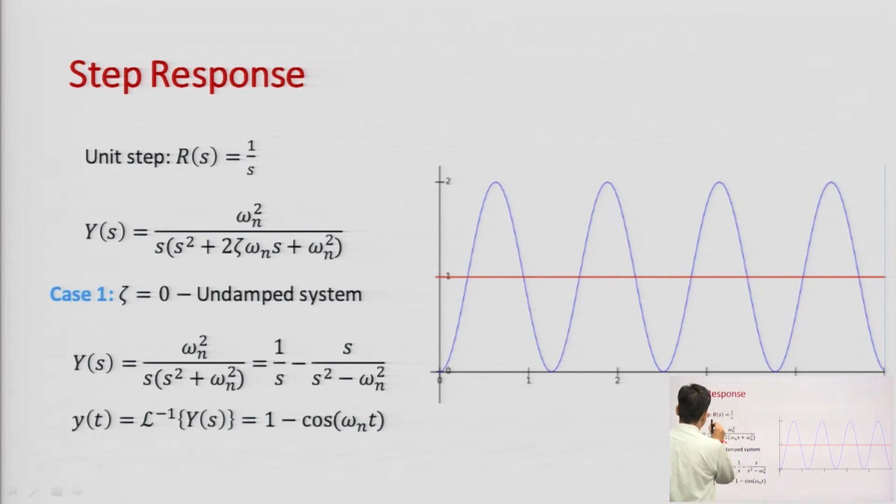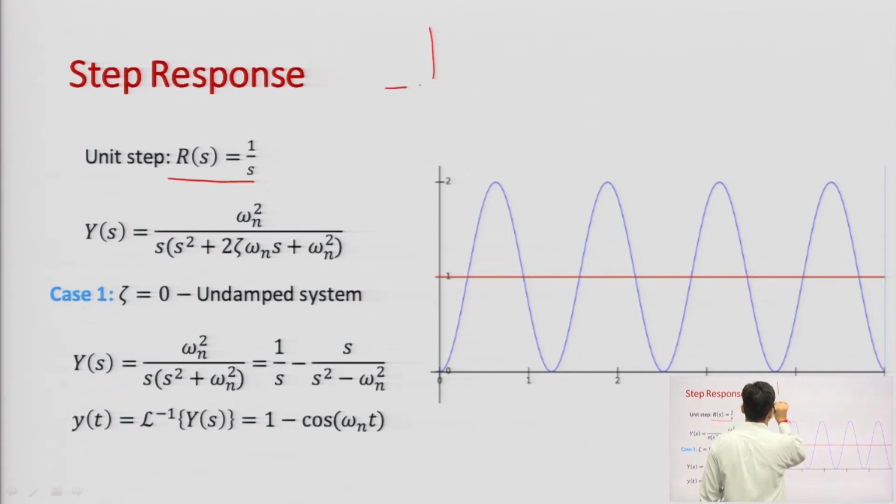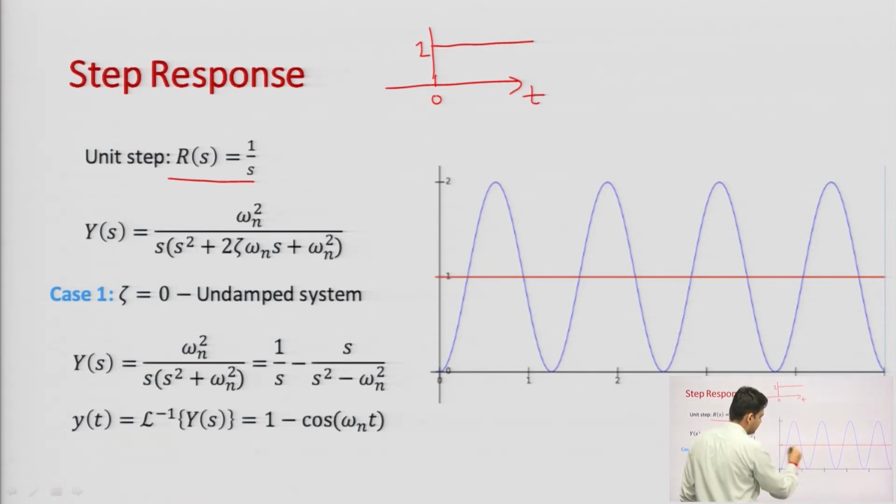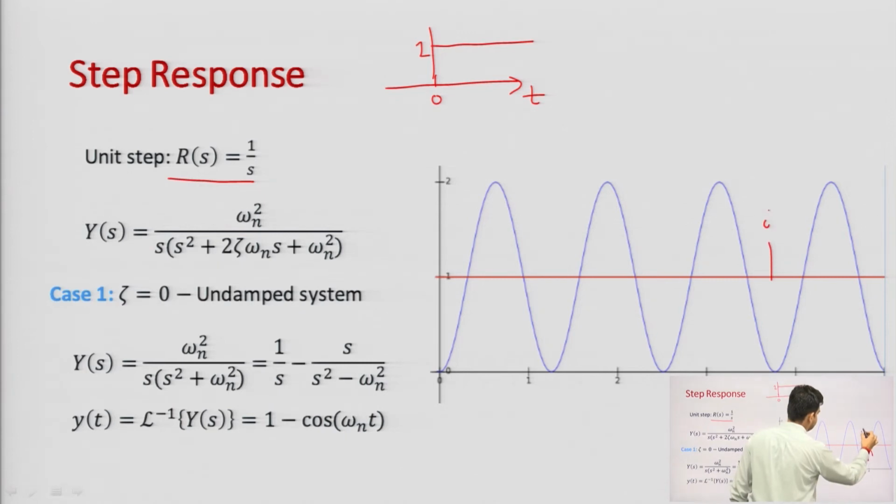Now, we would like to see what would be the step response for different values of zeta. So, here I am applying the step input 1 over s. Here my input would be this step signal, at time t equal to 0, value is 1 continuously. You can see this red line is my input and this blue line is the output.